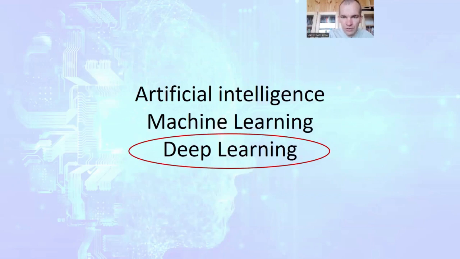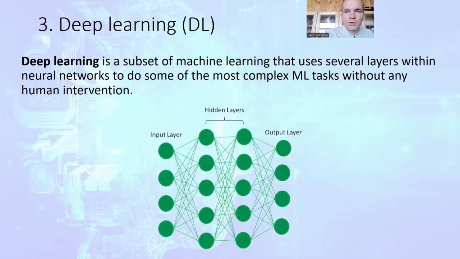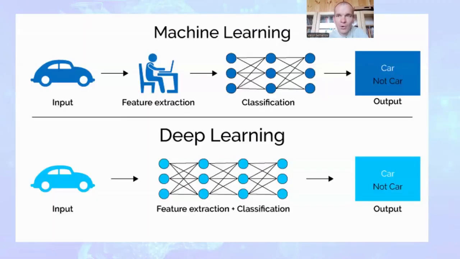So we discussed artificial intelligence and machine learning, which is a subset of artificial intelligence, and now deep learning is furthermore a subset of machine learning. Deep learning is a subset of machine learning that uses many layers within neural networks to do some of the most complex machine learning tasks without any human intervention. The key feature of deep learning is that it allows us to avoid the very complicated task of feature extraction. We must understand what features would characterize our objects to be classified, but deep learning artificially creates some features which are then used to classify.